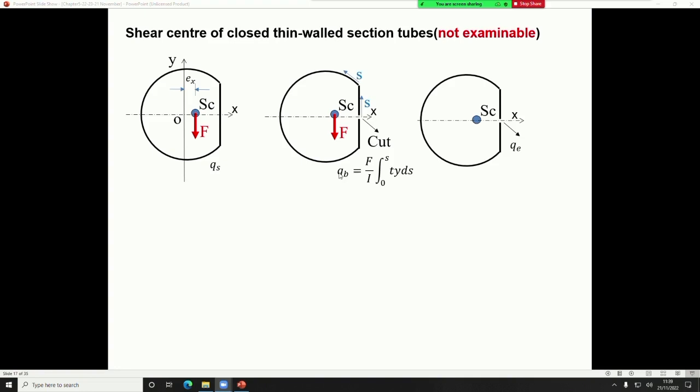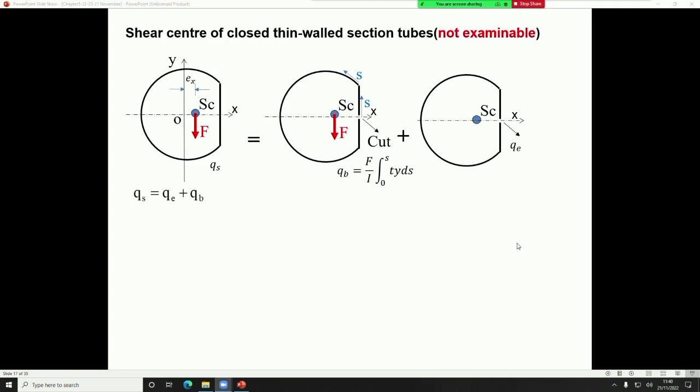So I call this QB. Now when I do the cut, assuming the shear flow in the position of the cut is QE, which obviously depends on the position of where I'm cutting the section. In that case, based on the superposition rule, I can say QS, the solution to this problem, is the solution to this problem when it is cut open, plus QE. So I can say QS is equal to QB, which we did earlier, plus QE.